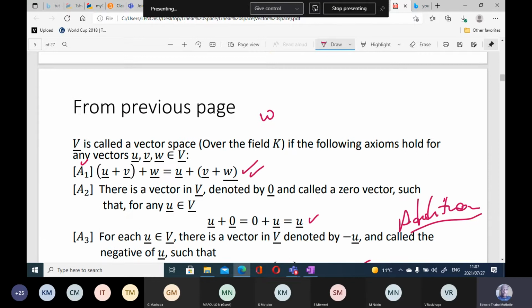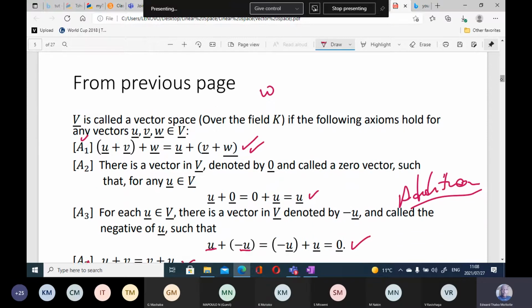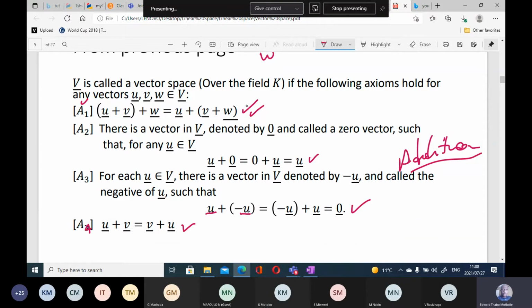Now V is called a vector space over the field K if the following axioms hold for any vectors U, V, and W in V. You can see here I wrote A1, A2, A3, A4. Capital A basically stands for addition, so the first four axioms involve addition. The first one says that if you move the bracket, you still end up with the same answer. It doesn't affect the answer.